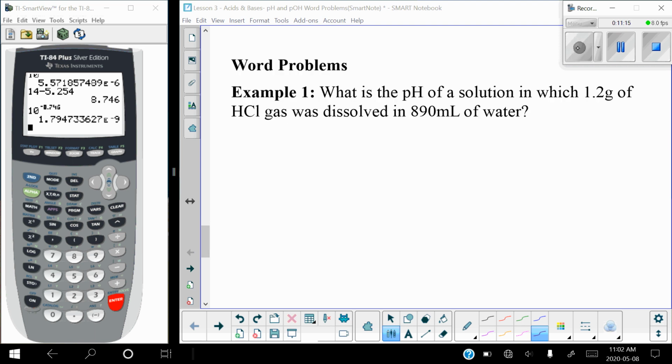Okay, word problems. I remember I used to hate word problems in math. But in chemistry, I feel like they're okay. They somewhat make sense.